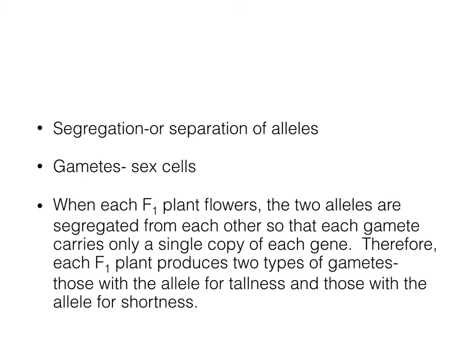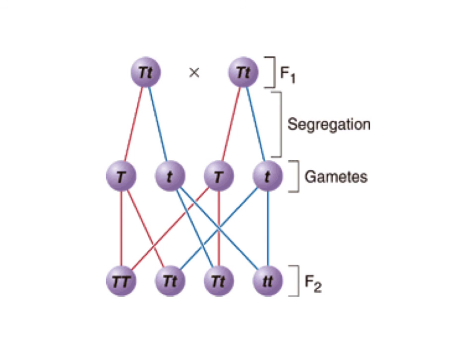When each F1 plant flowers, the two alleles are segregated from each other so that each gamete carries only a single copy of each gene. Therefore, each F1 plant produces two types of gametes, those with the allele for tallness and those with the allele for shortness. This picture shows the F1, the first generation of offspring, but they're going to reproduce. They have a big T and a little t, and when we form the gametes, they each have one letter. They're segregated, and now we can cross the two F1s and see the possible combinations. We'll do that more when we get into Punnett squares.